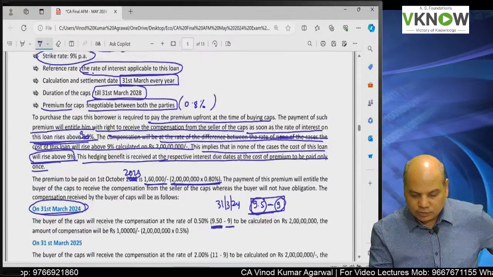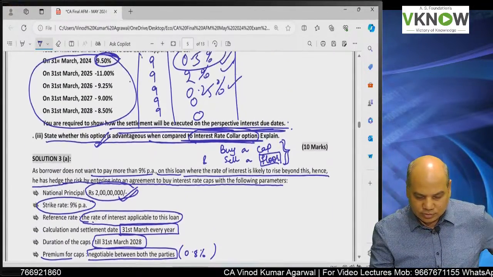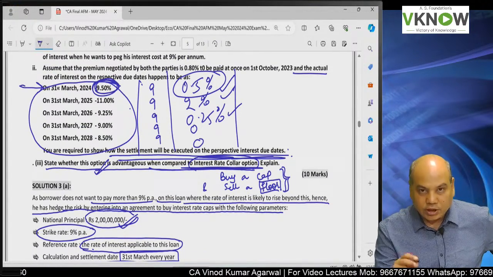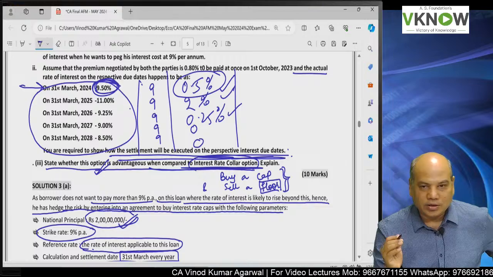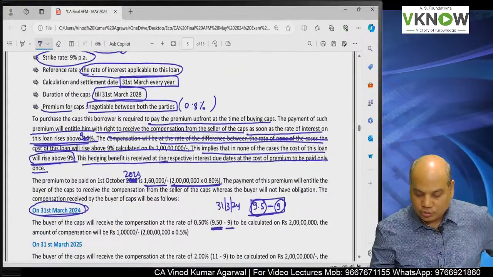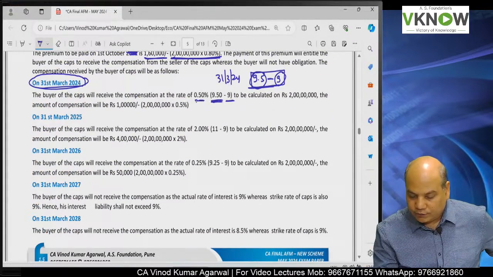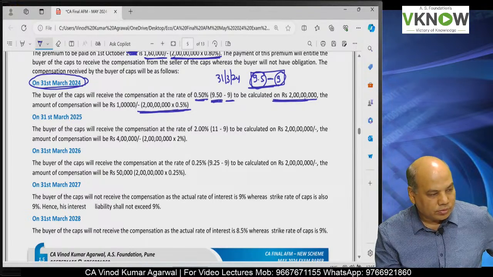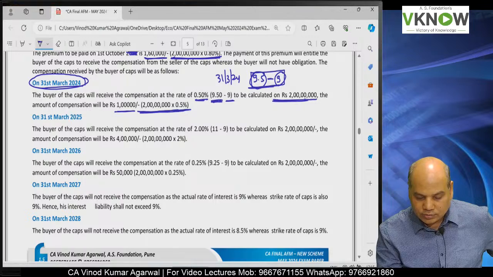9.5. I will show you the table again. This is 9.5. Here the rate of interest is 9.5 for the upcoming year. So I am going to take the difference, 0.5% multiplied by 2 crore. 0.5% of 2 crore, we are going to get 1 lakh.